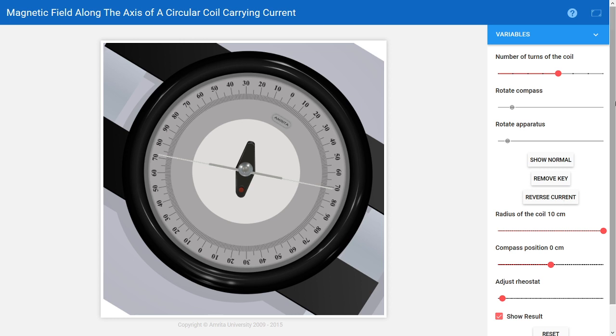So for the 0 position, let me write it down, the position of the needle, as we can see, is actually 71, and this is theta 2, around 72. Reverse the current: this is 71, this is 72 again. Let's go back to the right side. For 0 there is no left or right, whatever it is we just repeat those readings.